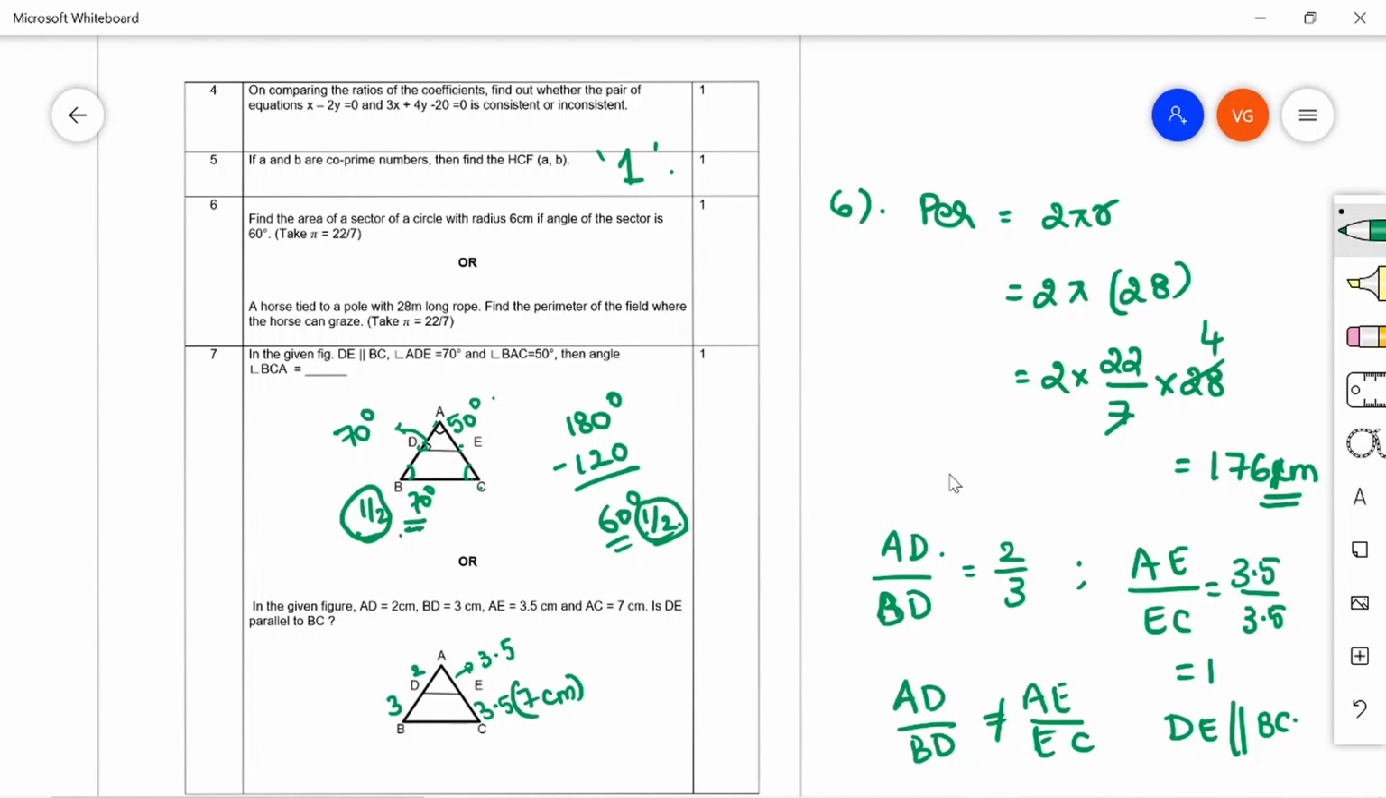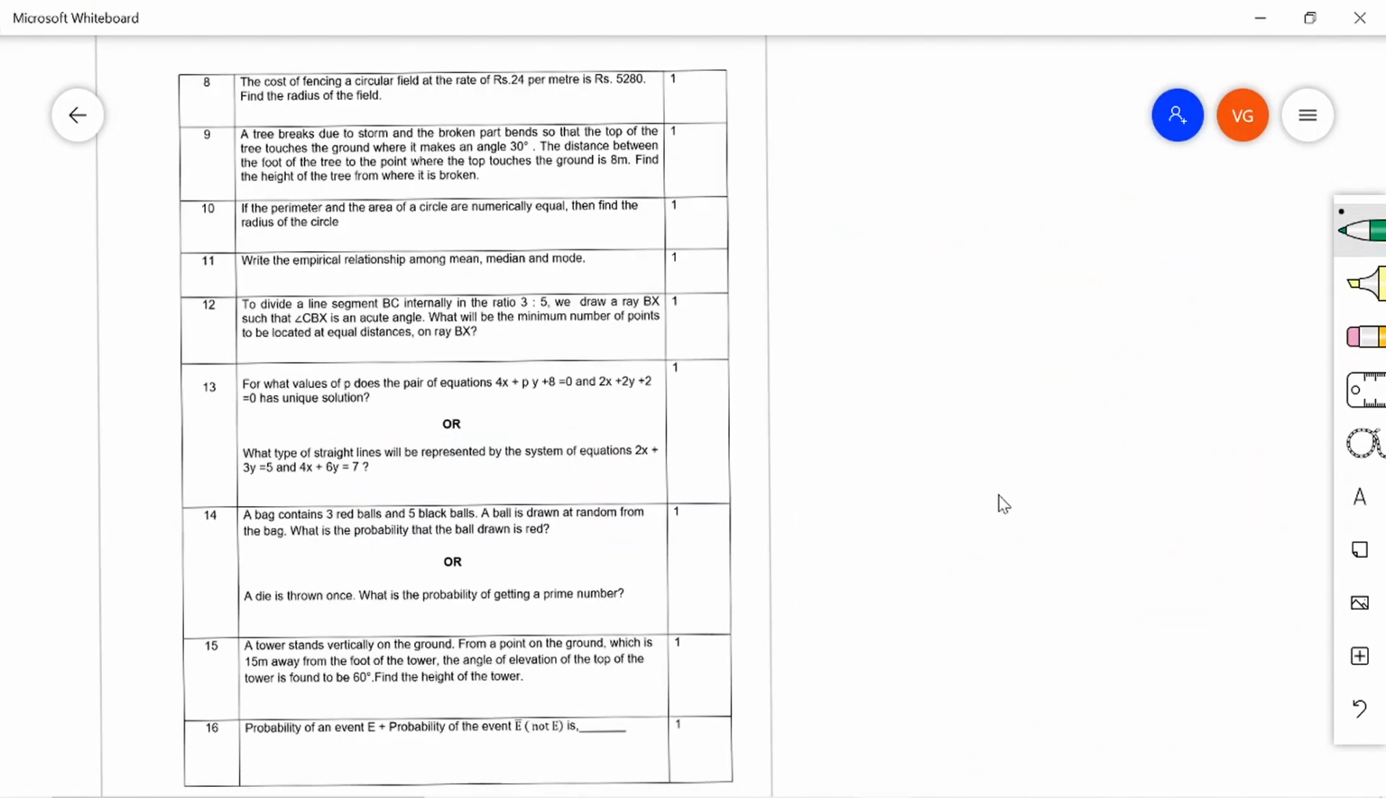This is question number 8 now. The cost of fencing a circular field at a rate of 25 rupees per meter is 5280. Then find the radius of the field. So here you are given the rate per meter. Per meter it is costing 24 rupees for fencing, and the total fencing cost for the total circular field is 5280 rupees, right?